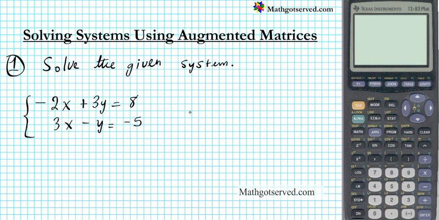So I'm going to show you how to do this using a calculator. So the first thing you have to do is translate this into an augmented matrix. Okay? So to translate this into an augmented matrix, all you simply need to do is extract the coefficients from your system. Okay? So you're going to extract negative 2, 3, and 8. That will create your first row on your augmented matrix.